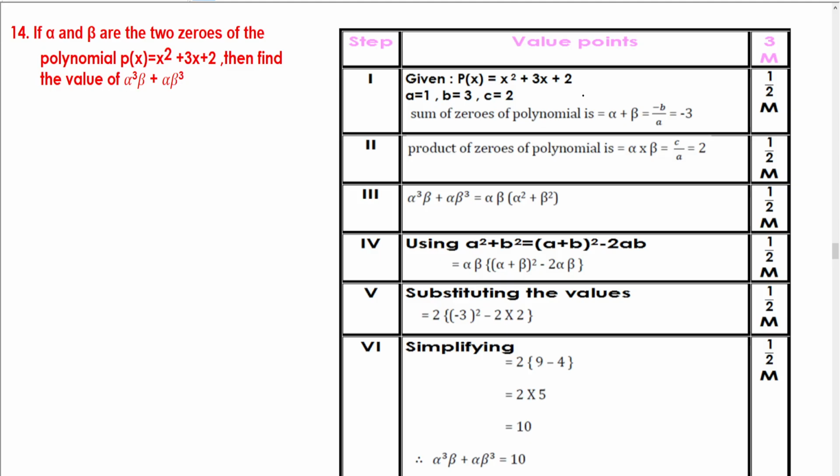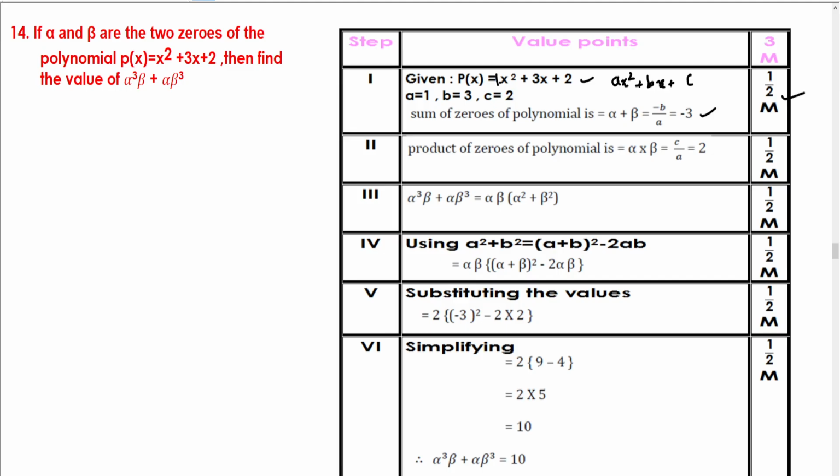First of all, you have to write the given polynomial clearly like this. Then compare it with the standard form. What is the standard form? Standard form is ax square plus bx plus c. If you compare it with the standard form, a will be equal to 1 here because the coefficient of x square is 1, and b is the coefficient of x, which is 3, and the constant is 2. And also you can get the sum of the zeros of the polynomial: alpha plus beta is equal to minus b by a, that is minus 3 by 1, therefore you get alpha plus beta is equal to minus 3. For this work you will get a half mark.